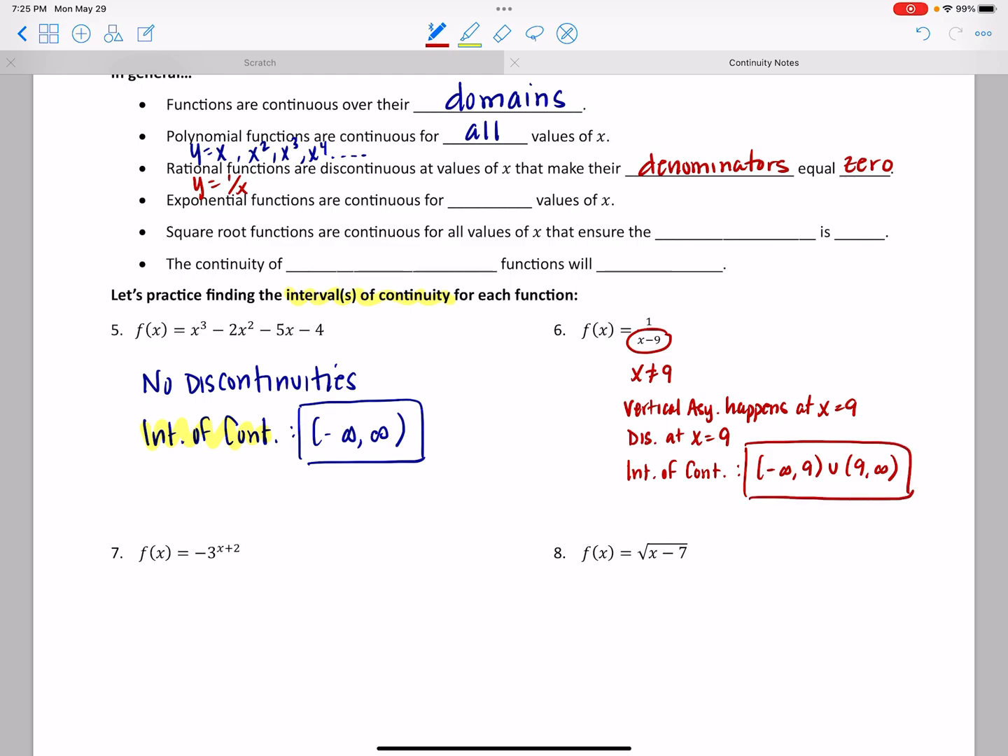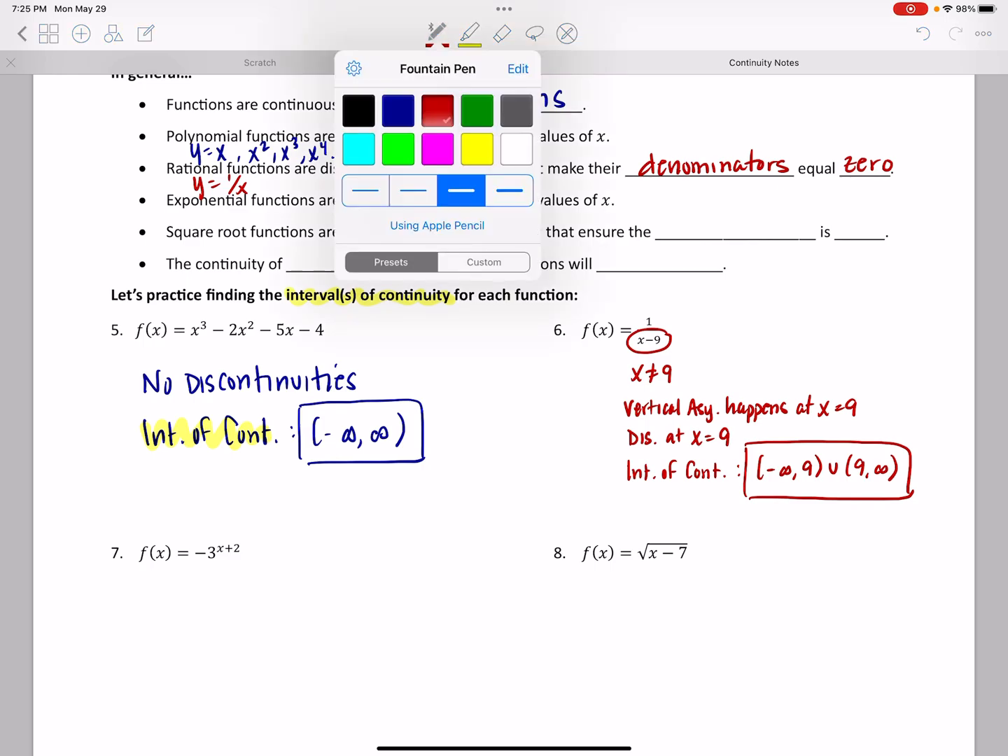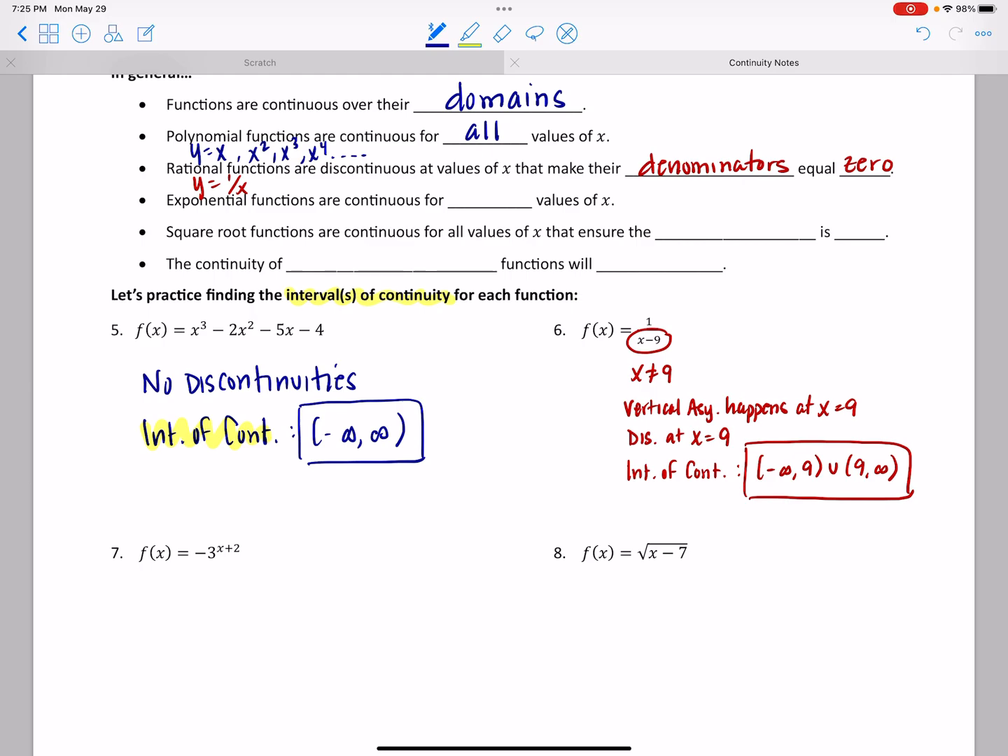Okay, so we got polynomials, which are going to be good everywhere, rational functions, which will be discontinuous where their denominators are equal to 0. Exponential functions are another common type of function we encounter. Exponential functions are like polynomials. They will be continuous for all values of x. And that's what we're going to see happen here in example 7.